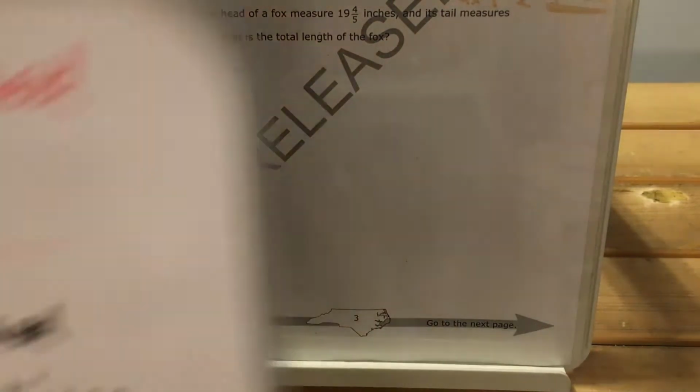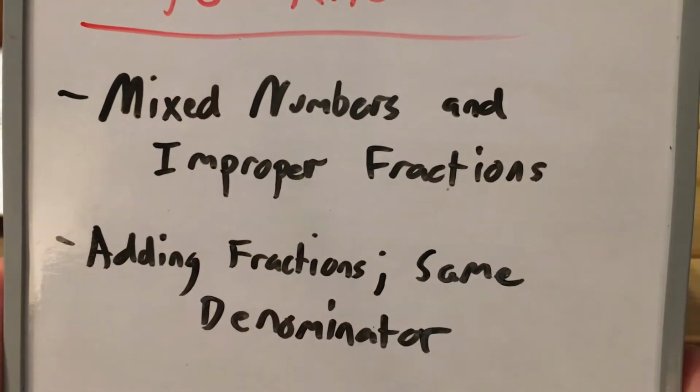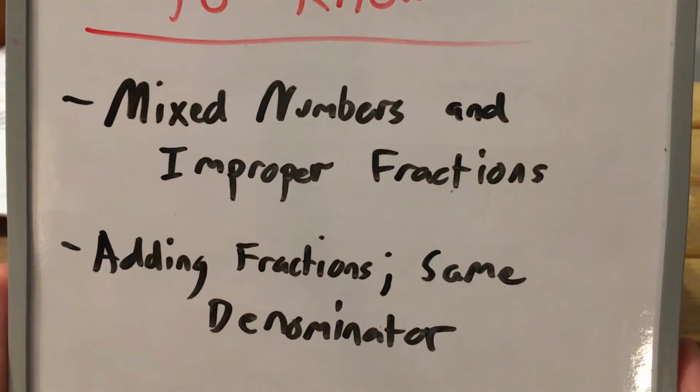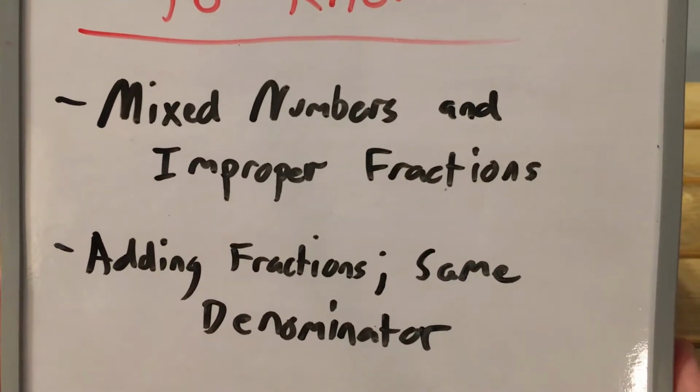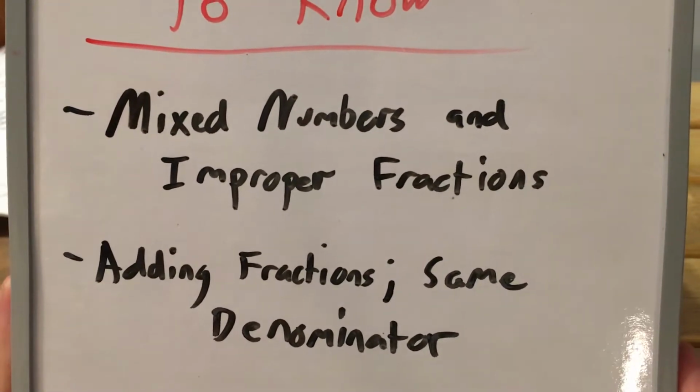To do really well on a question like this, the two big skills you'll need are how to work with mixed numbers and what are called improper fractions, and then also adding fractions that have the same denominator, the same number on the bottom.